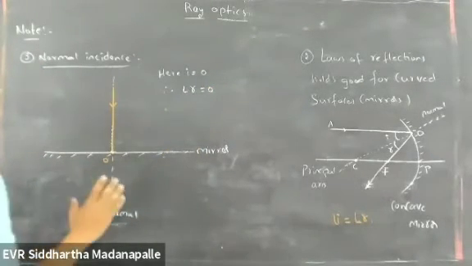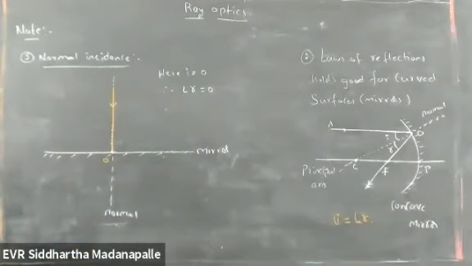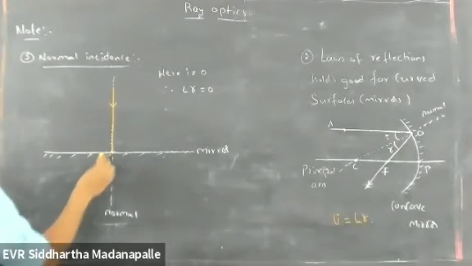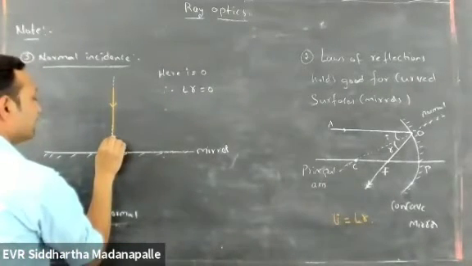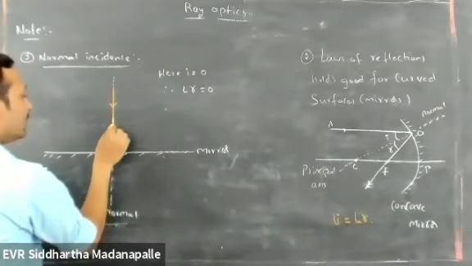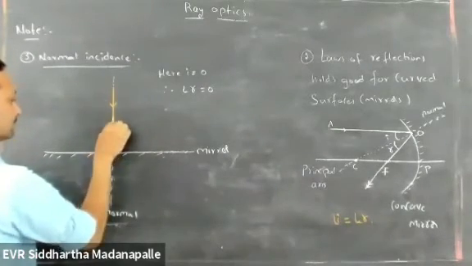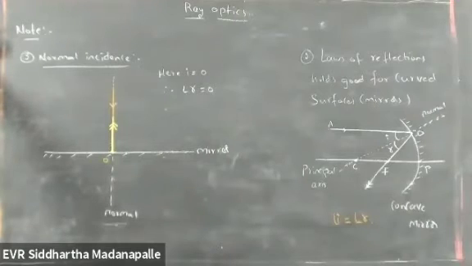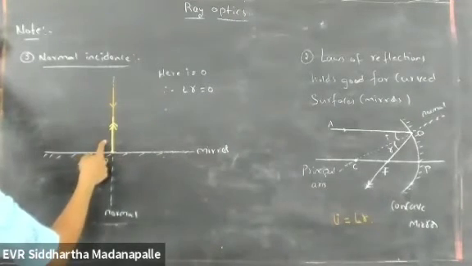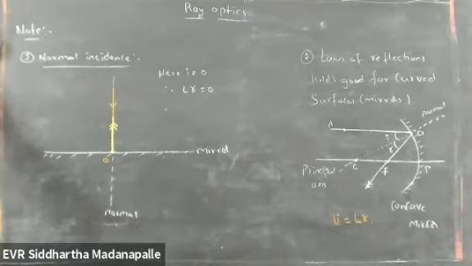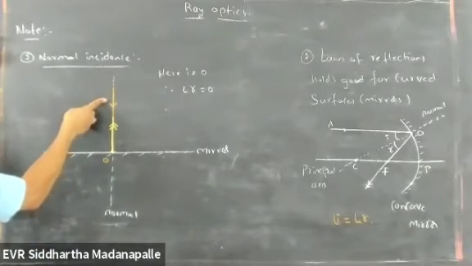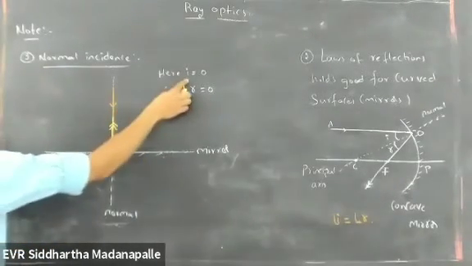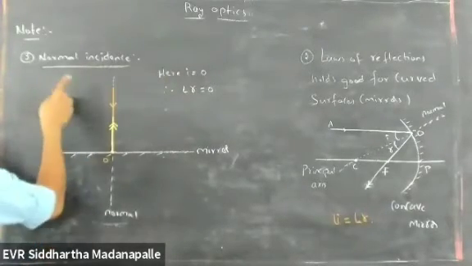Means how will the reflected ray be? After reflection, the reflected ray will retrace the same path. Then only the angle of reflection will be 0. Here, whatever I am drawing with the yellow color indicates the reflected ray, and the orange color is the incident ray. So the angle of incidence is equal to 0. This is known as normal incidence.